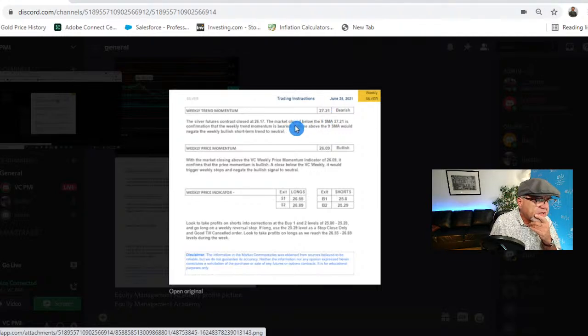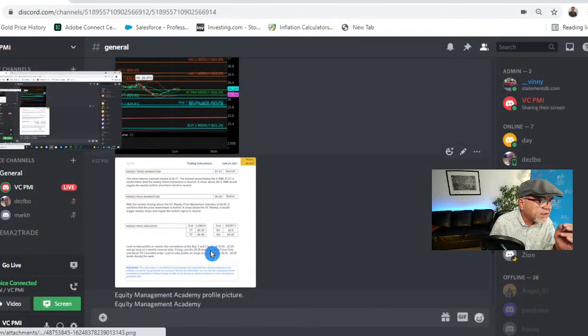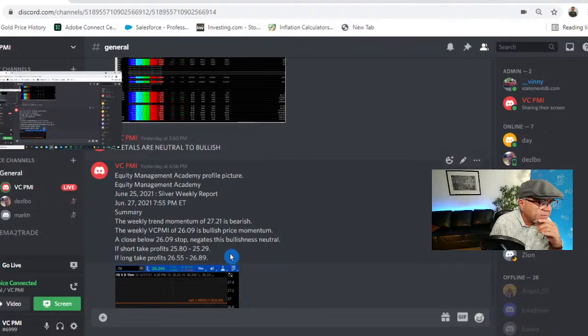But what you want to see here is that it also gives you the alternative that if the market comes back up above that, it would negate this bearishness. With the market closing above 2609, we're coming in with a bullish bias this week. But it tells you as well, 2609 is your protective level.